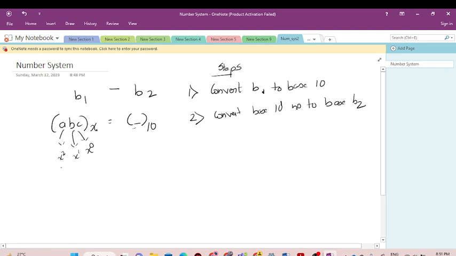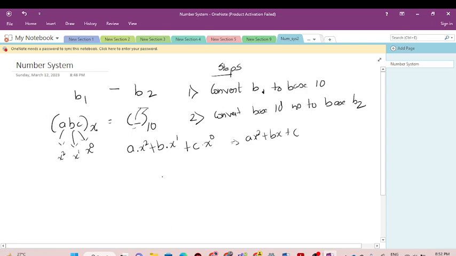So now how do we convert this? You multiply a into x square, plus b into x to the 1, plus c into x raised to 0. So this is nothing but ax square plus bx plus c, right? x raised to 0 is 1, so c. This ax square plus bx plus c is the number that we require in base 10. So this is the answer.